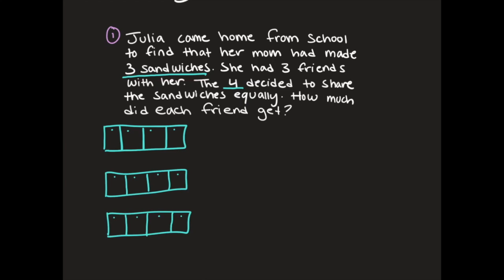So friend number 1 is getting this piece, and this piece, and this piece. Friend number 2 is going to get this piece, and this piece, and this piece. 1 piece of each sub sandwich. This is friend number 3. And finally, friend number 4.